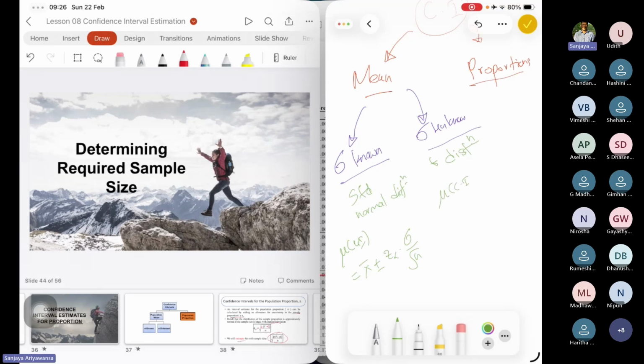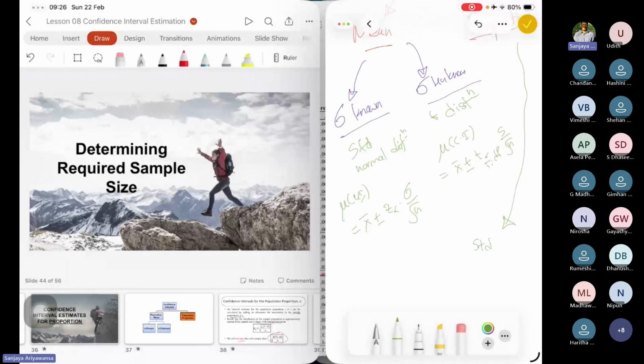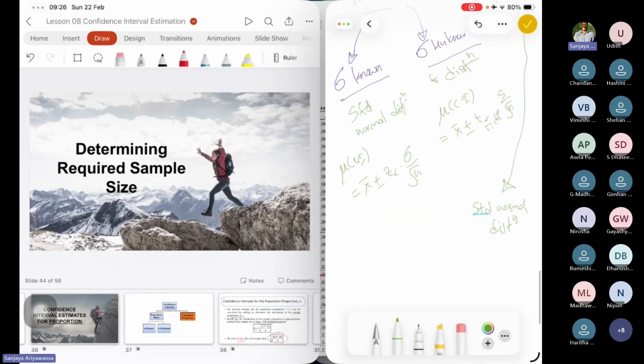And in that scenario, the confidence interval is the same thing, x bar plus or minus t alpha over 2, which has the degrees of freedom, times s over square root of n. In the case of proportions, we use the standard normal distribution, and I've given the reasons as to why we use it in this lesson as well.